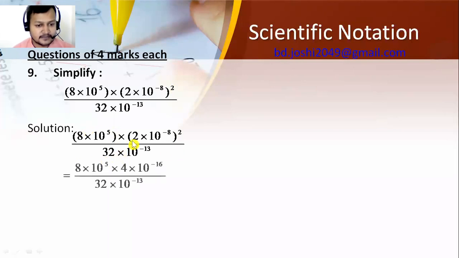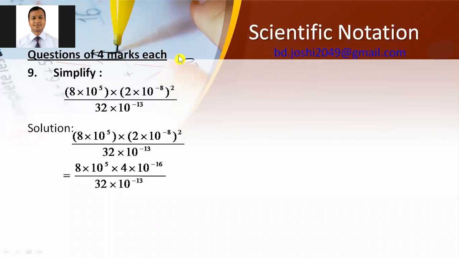And same thing we have to do in the second step. First step is same. We have to copy the question. In second step, multiply the powers. And 2 square it is 4. Other things I left as it is. 8 into 10 power 5 remains as it is. 2 square 4 and 10 power minus 8 square 10 power minus 16. Now 8 into 4. What is the value of 8 into 4? 32.